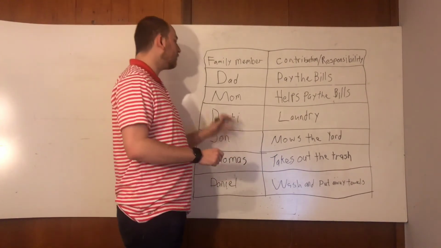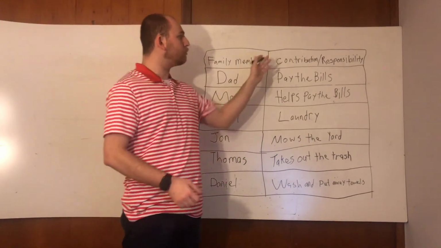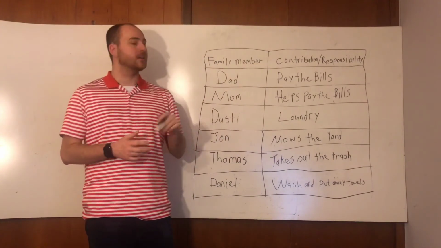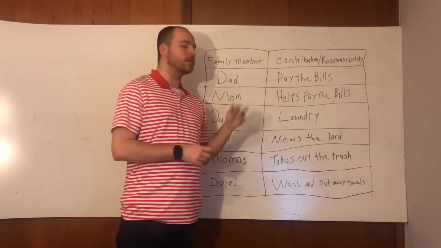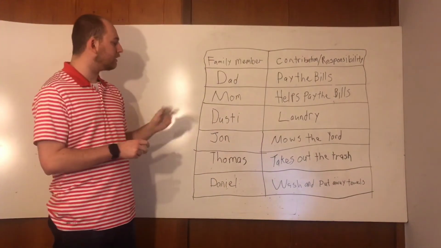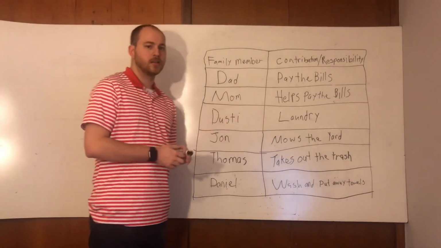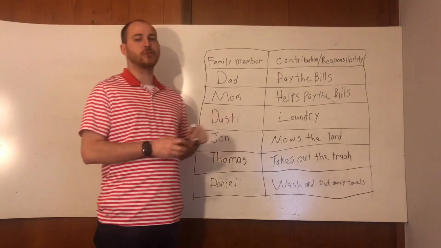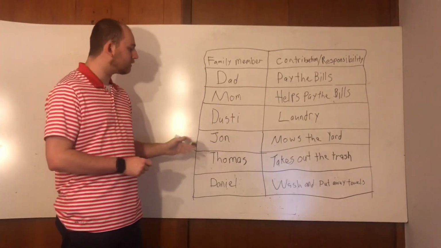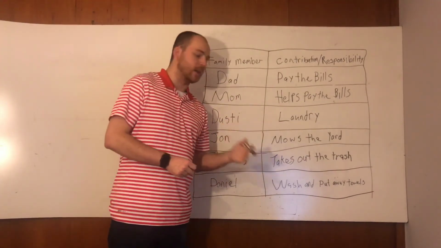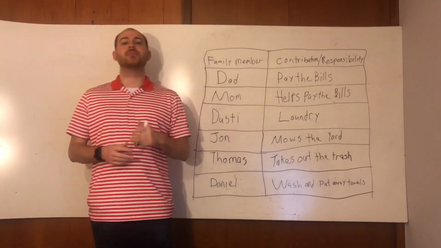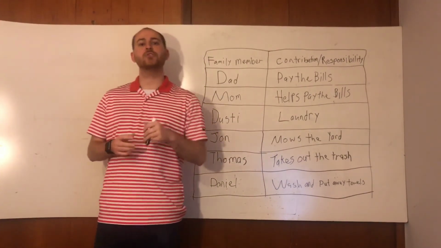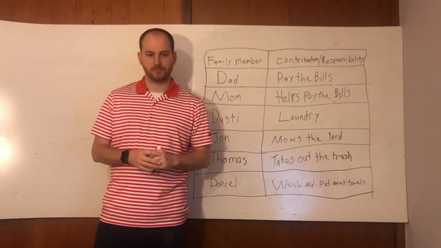My first family member is my dad. His contribution for my family is to pay the bills. And then my mom, she helps pay the bills. My sister Dusty, she does the laundry. My brother John, he mows the yard. My brother Thomas, he takes out the trash. And me, I wash and put away towels. So now please take the time to fill out your family contribution chart.